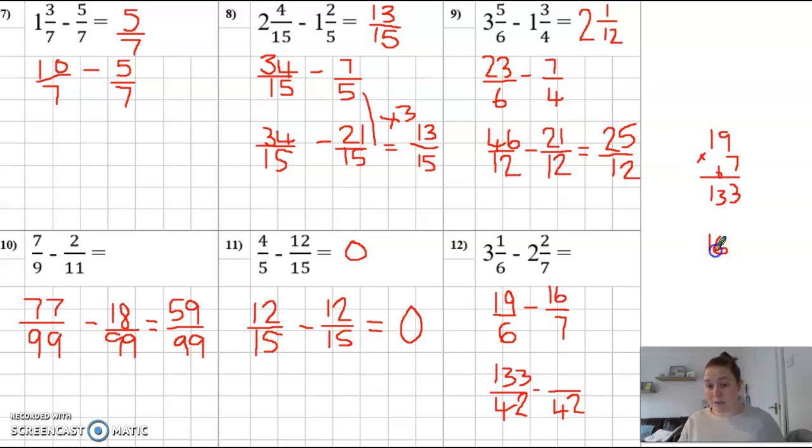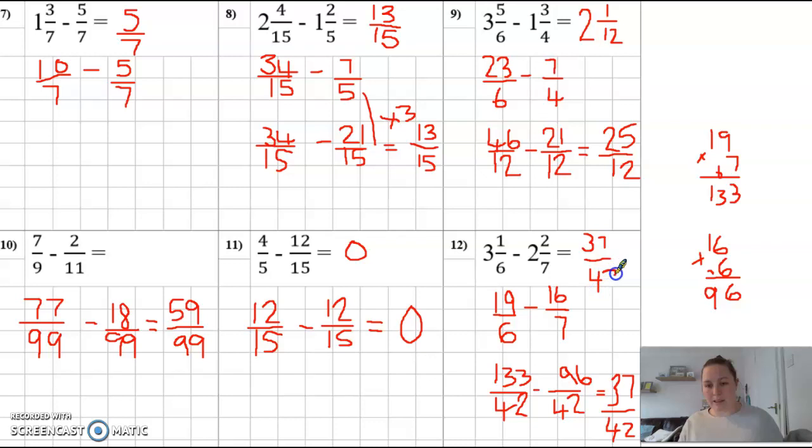Again, I'm going to do a little jotting and work that out because I could easily make a mistake if I did that in my head. 6 times 6 is 36. 10 times 6 is 60, so that's 96. Right, 96. So 133 take away 96. So what I'm going to do is I'm going to take away 100 would be 33 and then add the 4 back on because I only want to take 96. So 37, and I have to put 42 underneath. Okay, and now 37 is a prime number, so I can't simplify that. So that's my final answer.